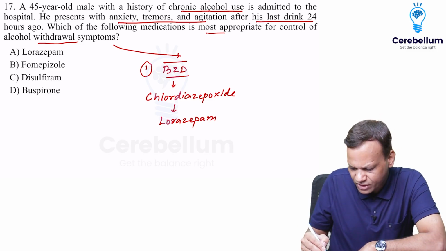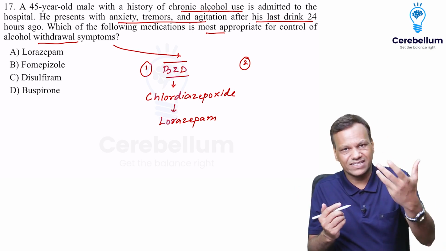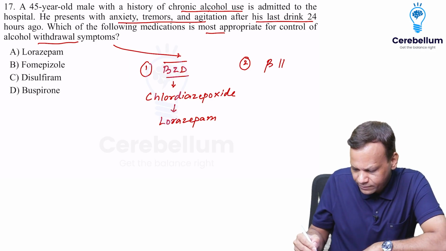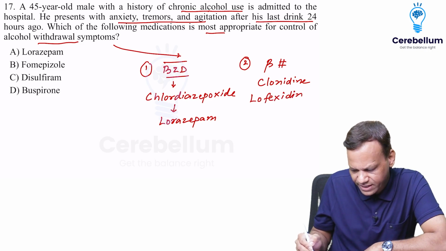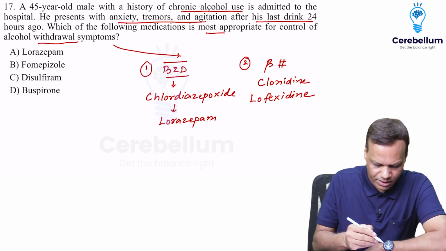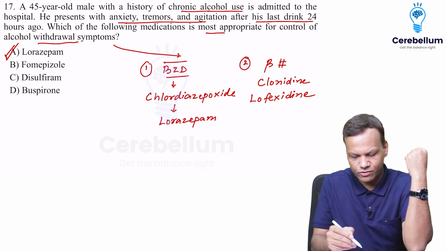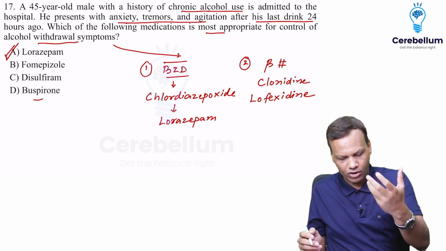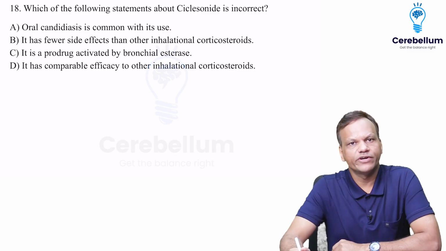So apart from that, we use sympatholytic drugs because in withdrawal, there will be sympathetic excess symptoms. So we can use beta blockers, we can use clonidine, and we can use a drug like clonidine specifically used for withdrawal, lofexidine. This is like clonidine. So they are used in withdrawal symptoms. So among the options, the answer is lorazepam. So do not get confused that the person is having anxiety, so we will give buspirone like drugs. No, they are not for anxiety. The question is asked about withdrawal symptom. Okay. So moving to next question.